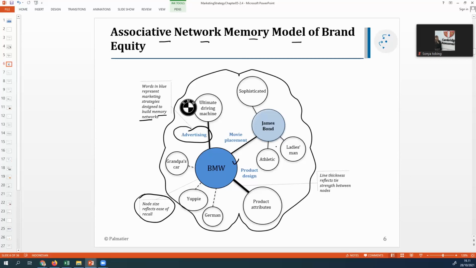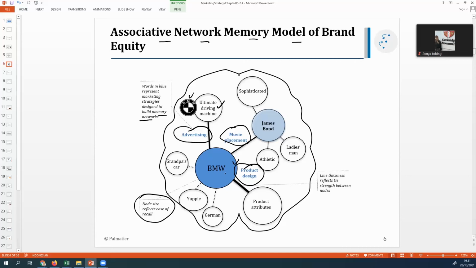And then they also develop product design, the features and product attributes, and they also arrange movie placement. On the advertising, they developed the slogan "the ultimate driving machine" with the logo of BMW.